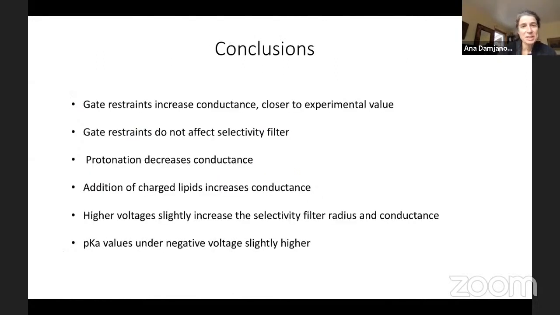Yeah, so that's basically our most recent work that has recently been submitted to Biophysical Journal. It hasn't been published yet, so it's being reviewed.